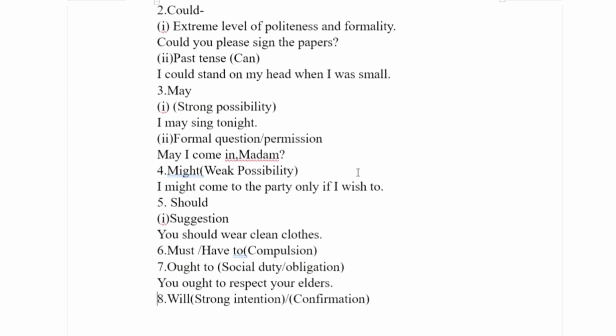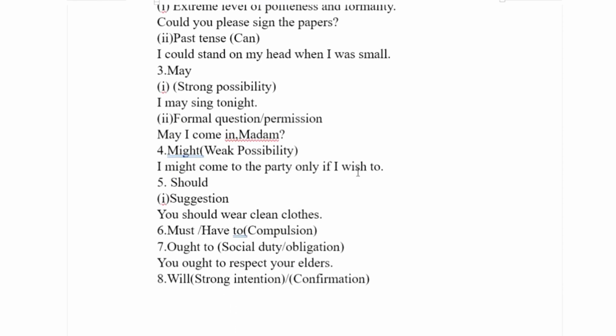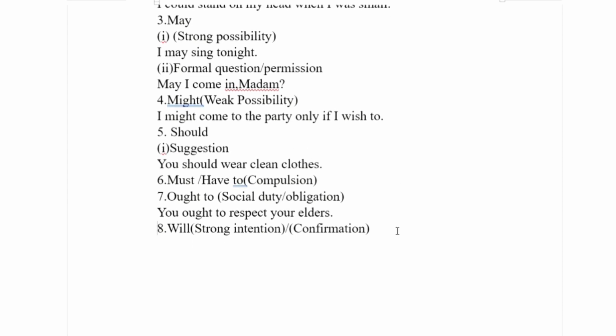Next is may. The usage of may is to show a strong possibility, a probability of something. I may sing tonight. That means there is a high chance that I will sing tonight. May is also used for asking a formal question or permission. For example, if I have to enter, I will say, may I come in, madam? Generally children, if they have to take permission to enter, will say, ma'am, can I enter? That is wrong. Can is used for asking informal permissions, informal requests.